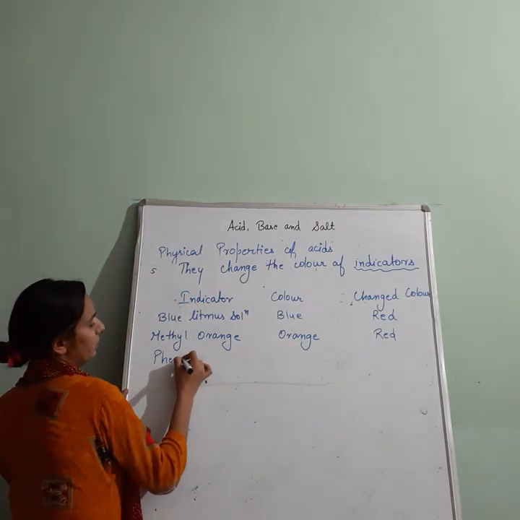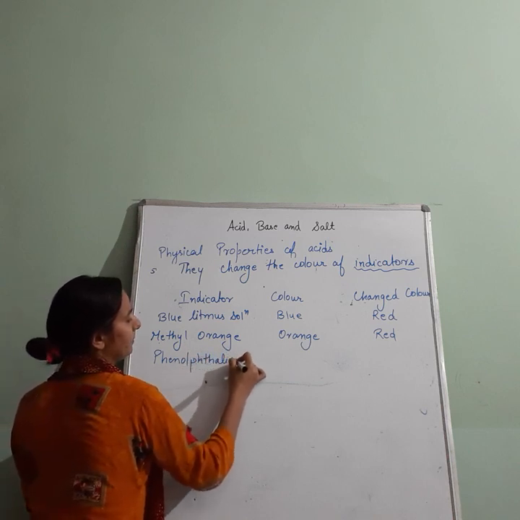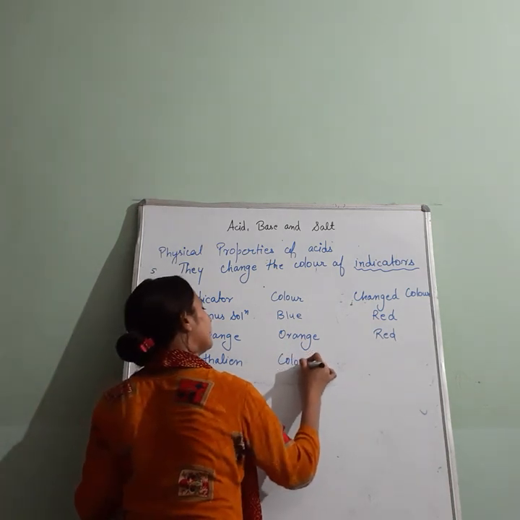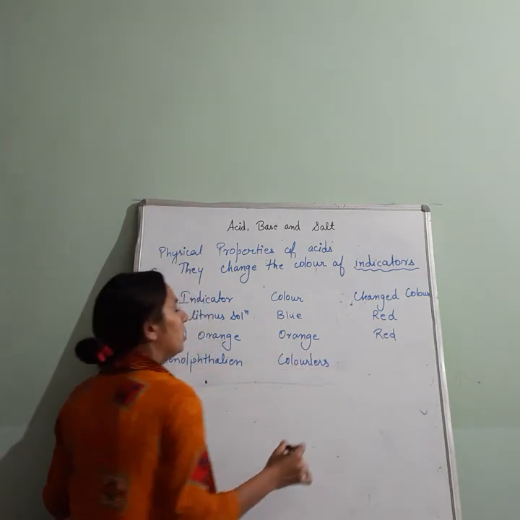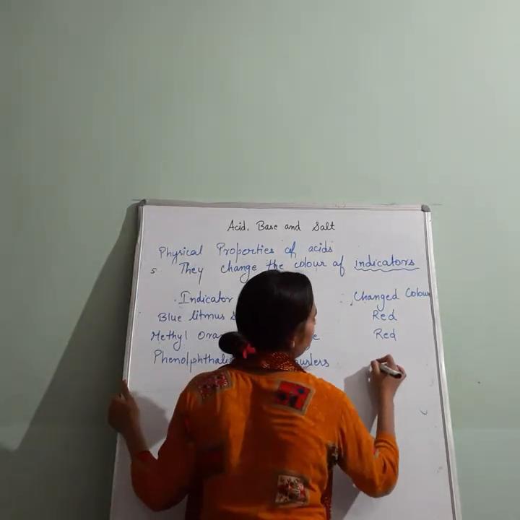Next indicator, phenolphthalein. This indicator is colorless. On adding acid, there is no change in the color. It remains colorless.